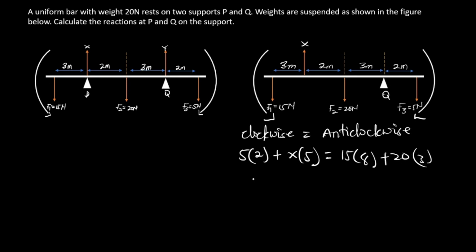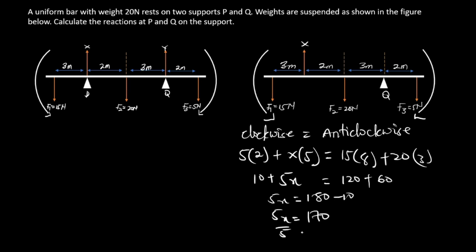So we could see that here is 10 plus 5x is equal to 15 by 8 which is 120, plus this is 60. So we have 5x is equal to 180, then we bring the 10 over here, it becomes minus 10, so we have 5x is equal to 170. We divide both sides by 5, we get our x to be 34 newtons. So the value of our x is 34 newtons, and the value of our y is 6 newtons, as we found in the previous example or in the diagram I showed earlier.